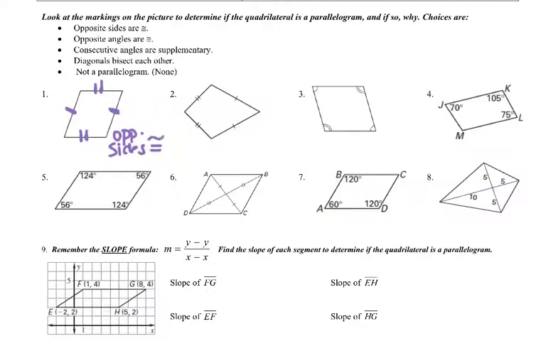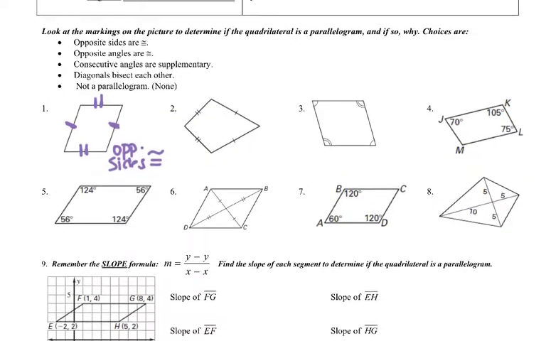Now, it doesn't always have to be one of the rules, so if I look at number 2, I see some markings, like here and here and here and here, but that's not saying the opposite sides are equal, and that doesn't really fit any of my other rules, so that one would be a none. How about the next one?